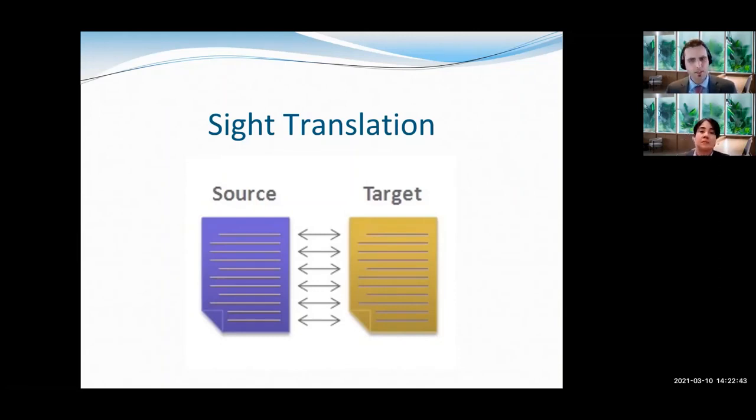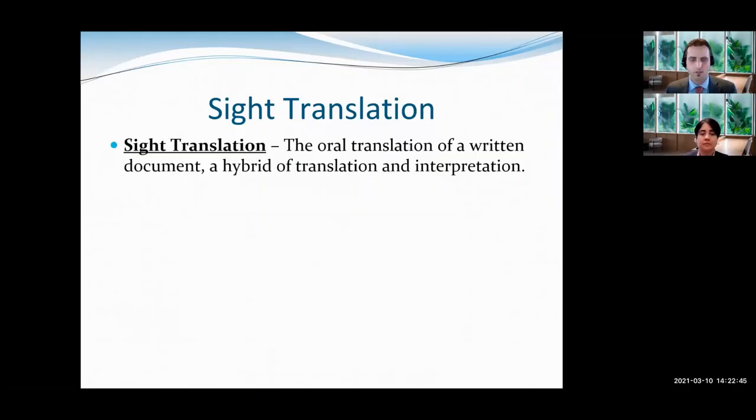So let's go forward. First, I think we just need to define it. What is site translation? There's really no secret here. Site translation can be defined as the oral translation of a written document. Essentially, it's a hybrid of translation and interpretation. More specifically, we can say that it's a hybrid of translation, which always requires a document, and simultaneous interpretation.